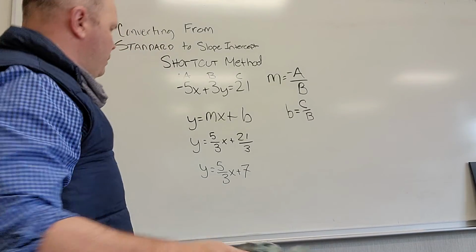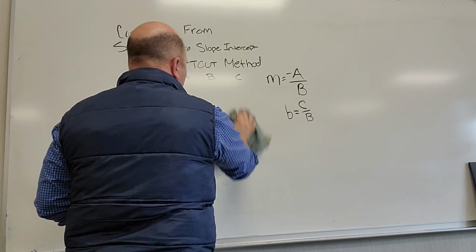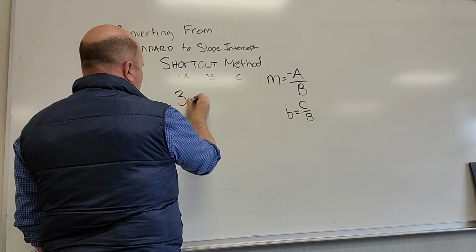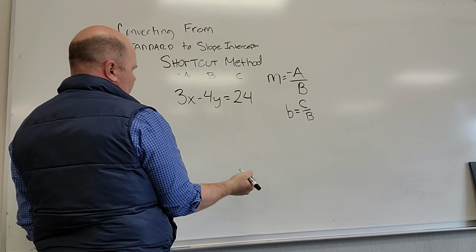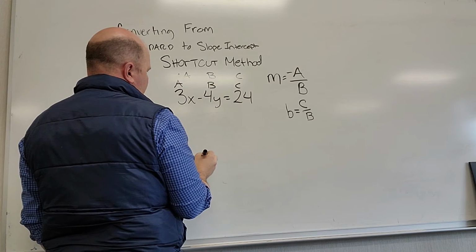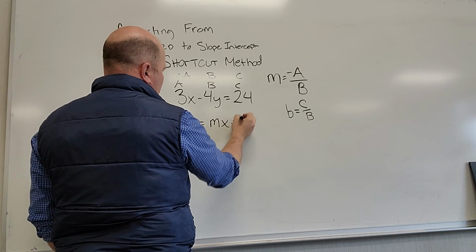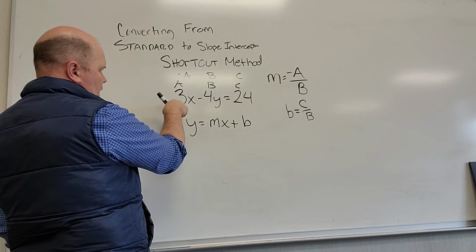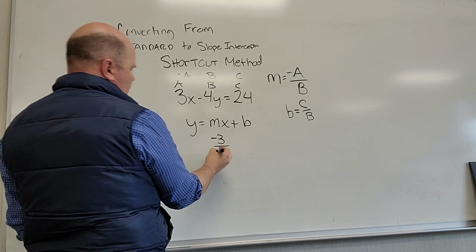Let's look at it one more time, except let's make the y a negative number this time, just to see how that plays with the whole equation. This time we'll go 3x minus 4y equals 24. If that's the case, here's my A, here's my B, here's my C. So my slope-intercept form looks like this: mx plus b, but I know the m is the opposite of the A. So if A is 3, the opposite of that is negative 3 divided by negative 4.